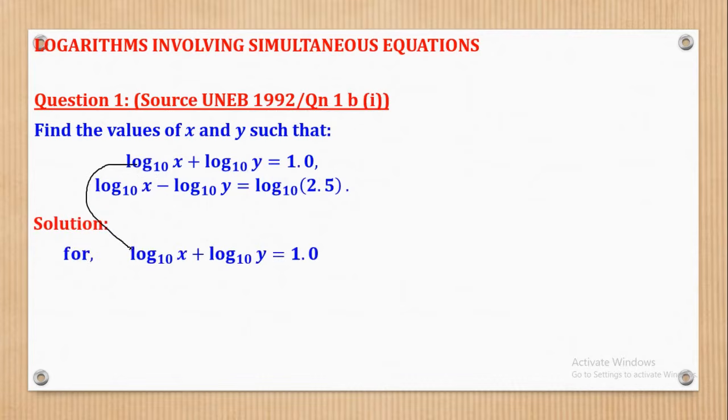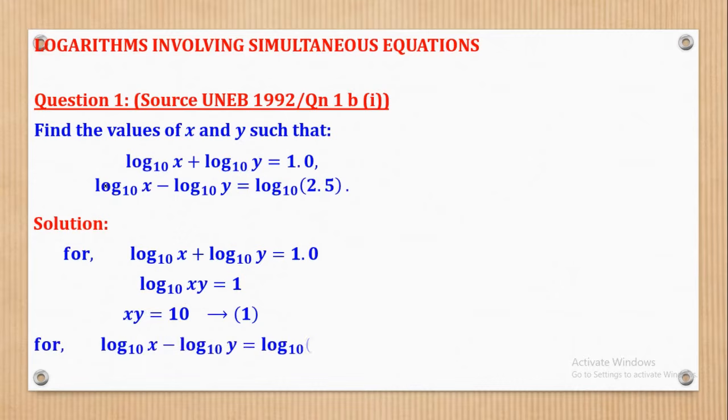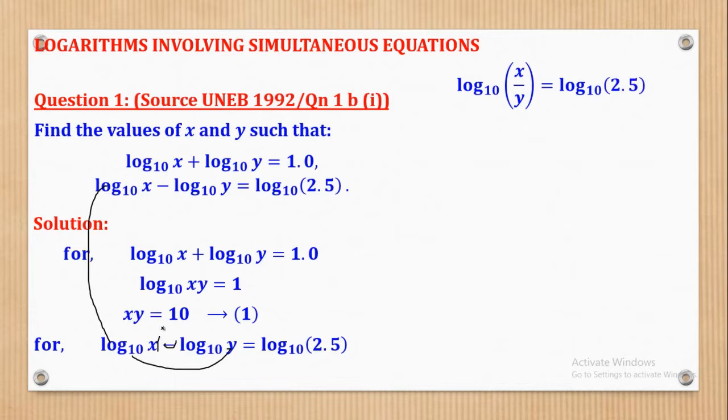So now from this first equation, this is the same base, so this addition means that this can be multiplied to give you that, and 1.0 is the same as 1. Therefore 10 to the power 1 is equal to xy. That is why you see here xy is equal to 10, and that is equation 1. Then from this second equation, this is the same base and this subtraction means that you are going to divide. That's why you say division there. Then from there this and this can cancel, remain with x over y equal to 2.5. Cross multiply, you come up with x is equal to 2.5y, and that is equation 2.